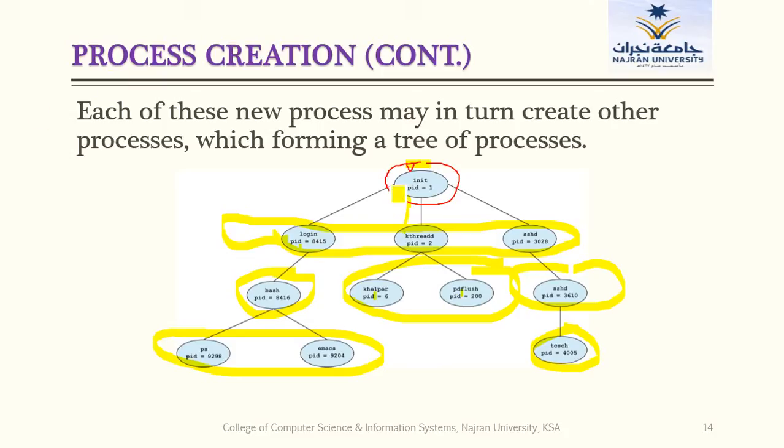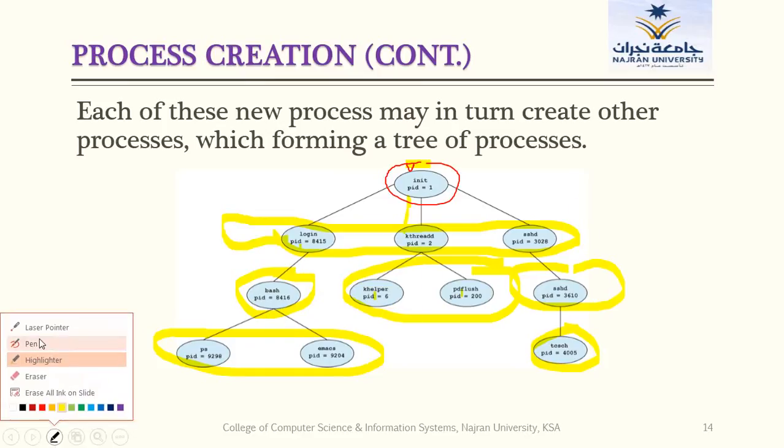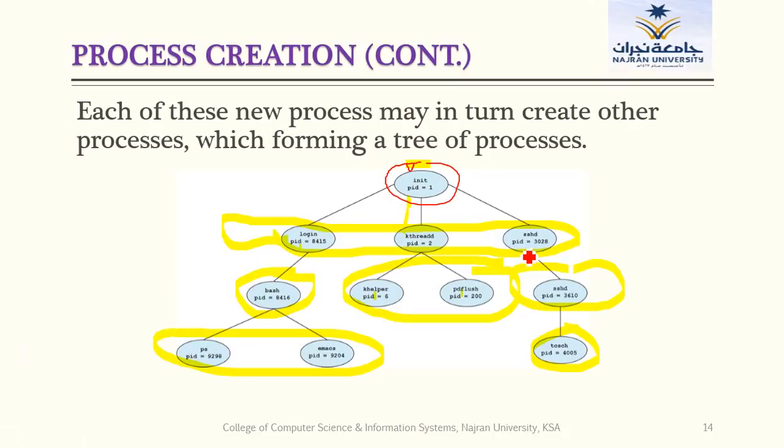Suppose the root process ID is 1. You will not find process ID 1 for any other process in this tree. Let's suppose this process, login, has process ID 8415. You will not find any other process with the same ID 8415. So the process ID must be unique, not the same.